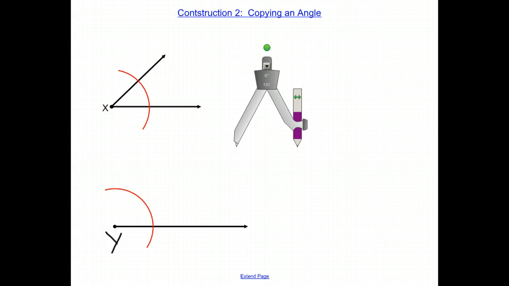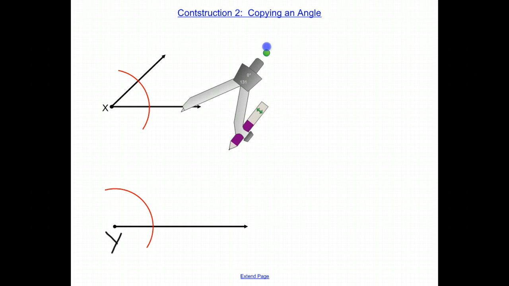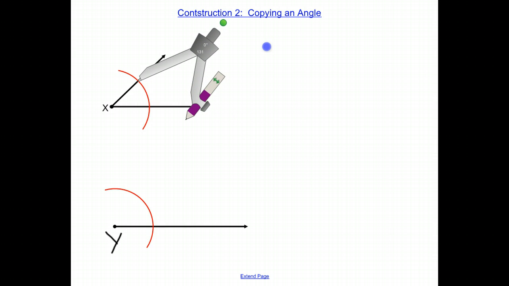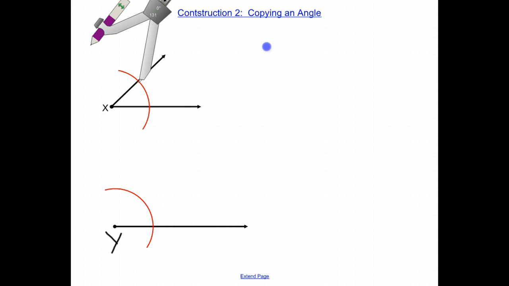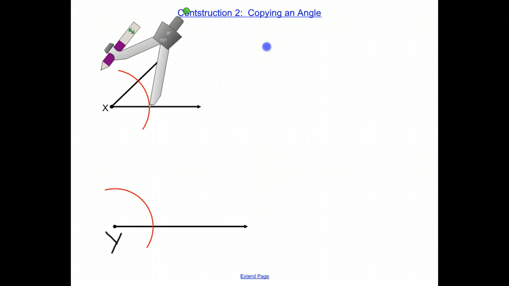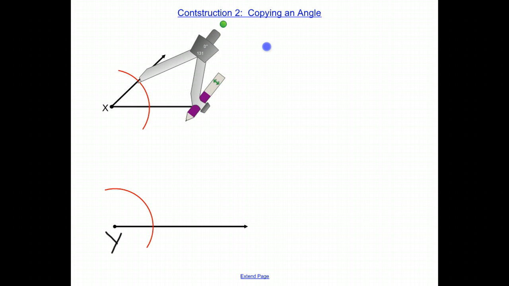So to begin step 4, I'm going to take the compass and place the center on one of the 2 intersections between the arc and the ray on our original angle X. I could put it here, or I could also put it on this one. For simplicity's sake, I'm just going to leave it up top here. So the center is here, on one of the intersections between the arc that we made in step 3 and one of the two rays of an angle.